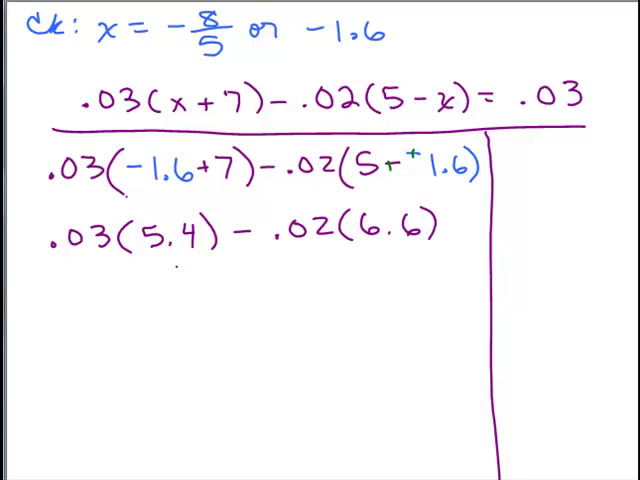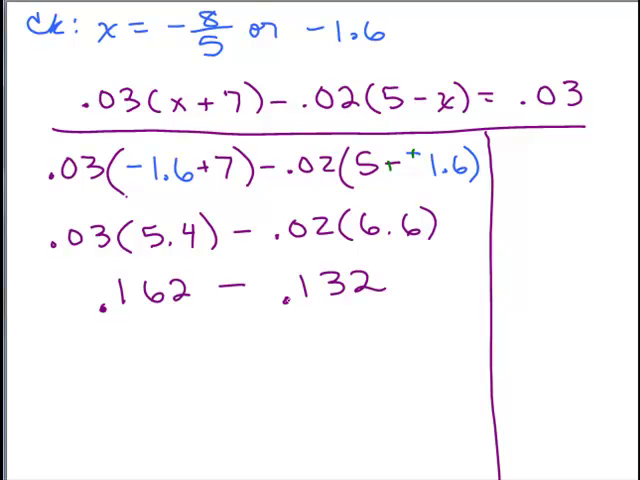And then we have to multiply 0.03 times 5.4. So we've got to do 54 times 3. I'm going to do that in my calculator, which is 162. And then I've got 3 decimal places to go in. So it's 0.162 minus, and then I've got to do 0.02 times 6.6, so that's just 2 times 66. That's 132. And I get to go in 2 decimal places.